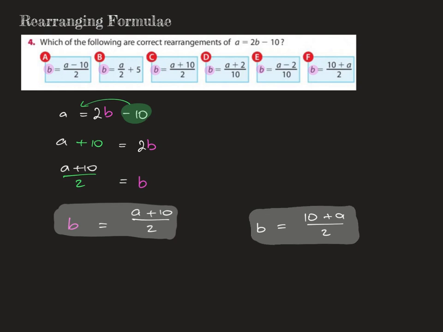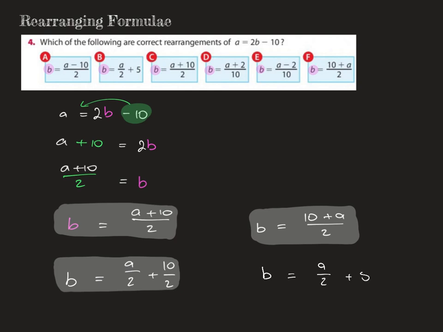Another variation of that would be B is equal to A over 2 plus 10 over 2. Okay, and that links in with what we were doing with algebraic fractions. If they have the same denominator, we can pull them together. So similarly, if I have two terms over a denominator, I can separate them. And obviously I can simplify that by saying B is equal to A over 2 plus 5. That's just simplifying this here to 5.